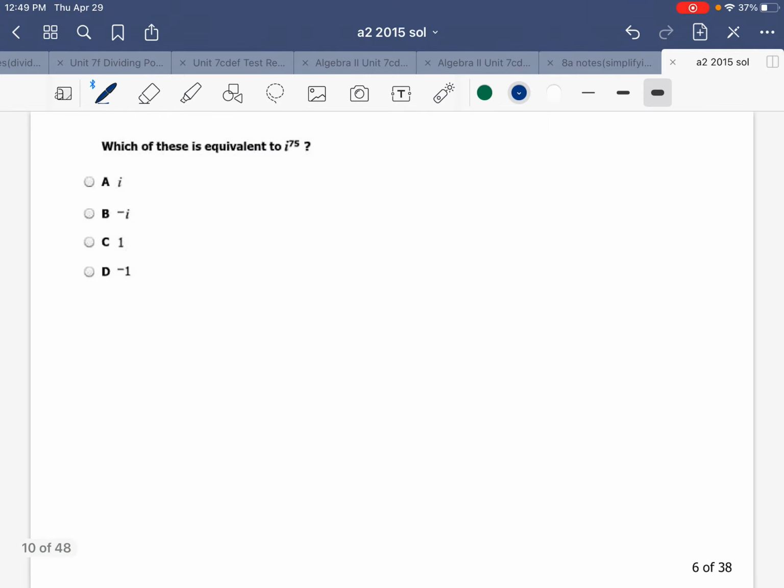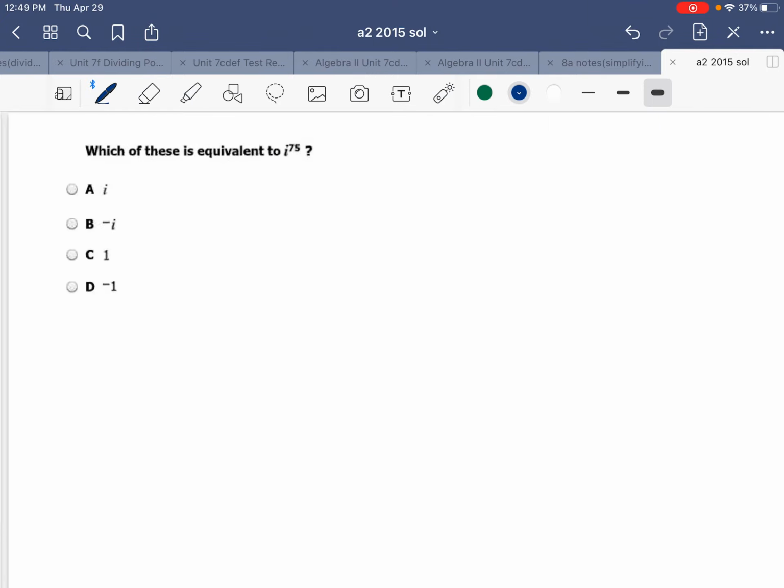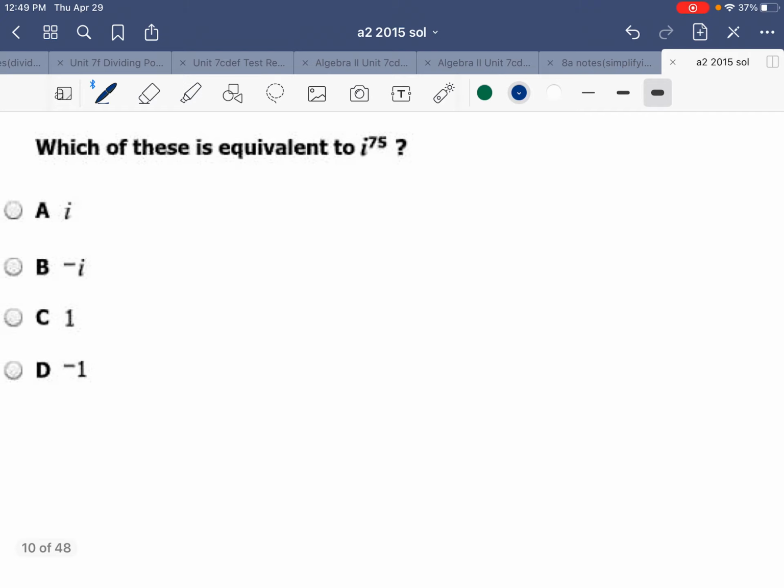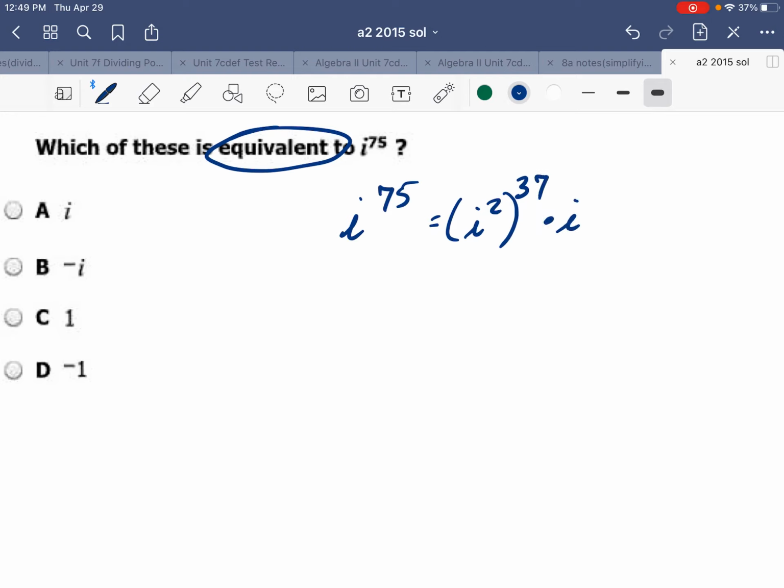All right, next thing I want to look at, so this one here is i to the 75th. This says equivalent, but this is about the only time that I know that it's not going to work because i is not a variable. i is an imaginary number, so we can't just substitute in for that. So for this, if you remember, i squared. How many i squared can you divide out of 75? That's 37 of them. That's 74 though. Times one more is 75.